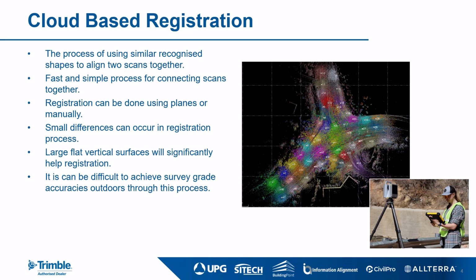While quick and efficient, each registration needs to be carefully checked to make sure it has worked properly though. In difficult cases, there are manual processes to identify common areas in the scans to help with registration. Cloud-based registration is perfect for indoor scanning as well as anything where there are large vertical faces to register with one another, as this is what it uses in the primary registration process. There are some factors to be aware of with this form of registration though, particularly in relation to achieving survey-grade accuracies, which we'll cover in more detail in the next video.